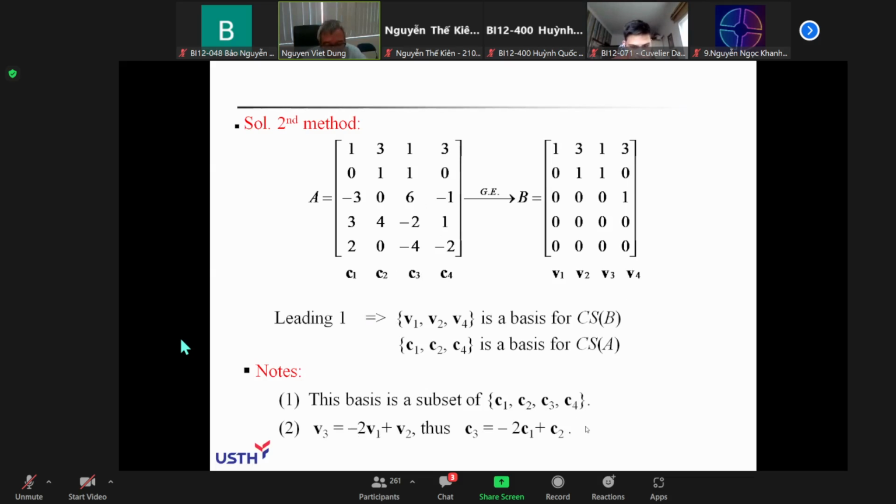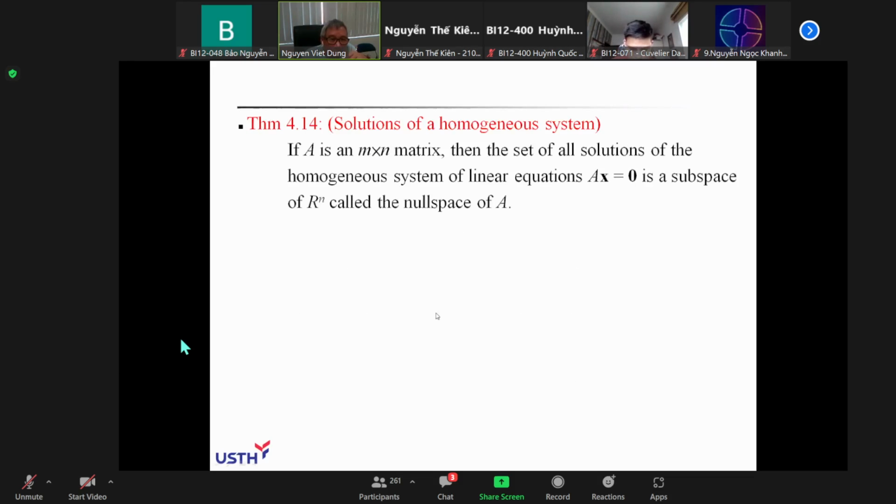It is written in the model here. Next, we need to study the solution of the homogeneous system.